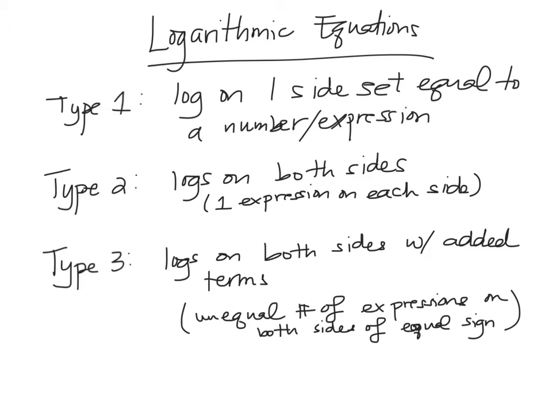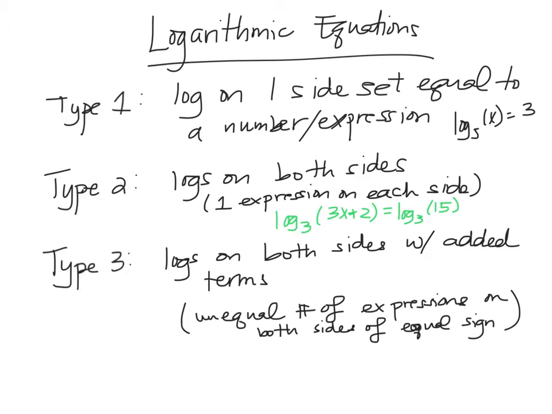So let me just write some examples. An example of type 1 would be log base 5 of x equals 3. There's just one log and it's set to a number. I'm going to do this in a different color. And type 2, an example could possibly be log base 3 of 3x plus 2 equals log base 3 of 15. So there's one log on each side. There's only one expression on each side.